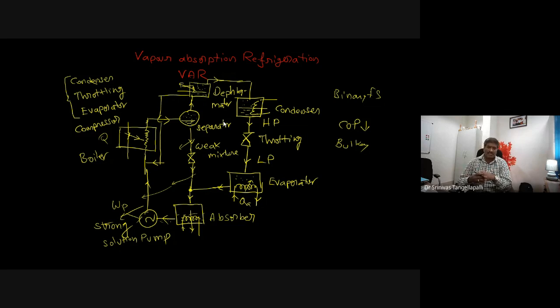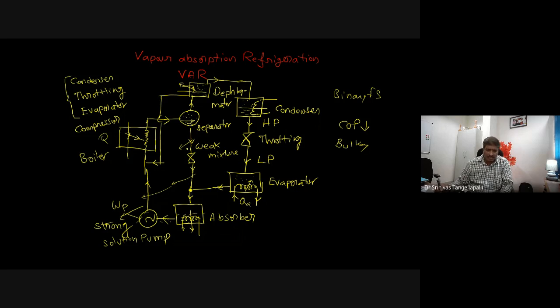See here, vapor absorption refrigerant system. Additionally, you are using the boiler, separator, deflector, absorber, pump, which are not part of the vapor compression refrigerant system. Vapor compression refrigerant system has simple components: the mechanical compressor, condenser, throttling, and evaporator. That's all. But in place of the mechanical compressor, how many components are added? Absorber, pump, boiler, separator, deflector, throttling, the mixing process.